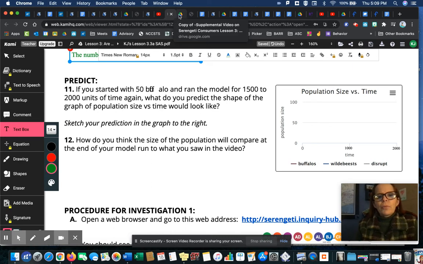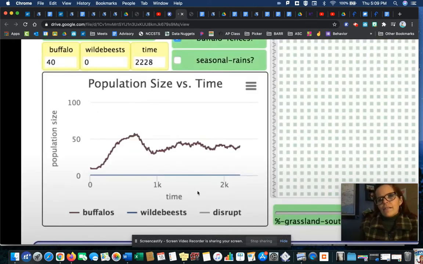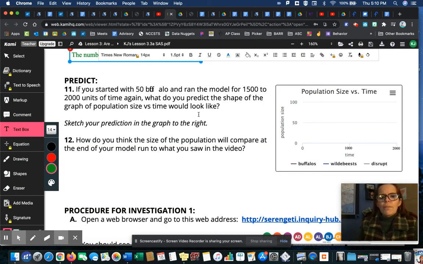All right, so it says predict. Now I want to remind you here really quickly. This is his simulation. He started with 10 buffalo, and this is what that graph looked like. It went up to a little over 50 and then came back down to probably in the 30s and then ended up in the 40s. So you're going to make a little prediction. What if we do the simulation, but we start with 50 buffalo? So we're going to begin right here. What if we start with 50 buffalo? So what do you predict the shape of the population graph would look like over time?